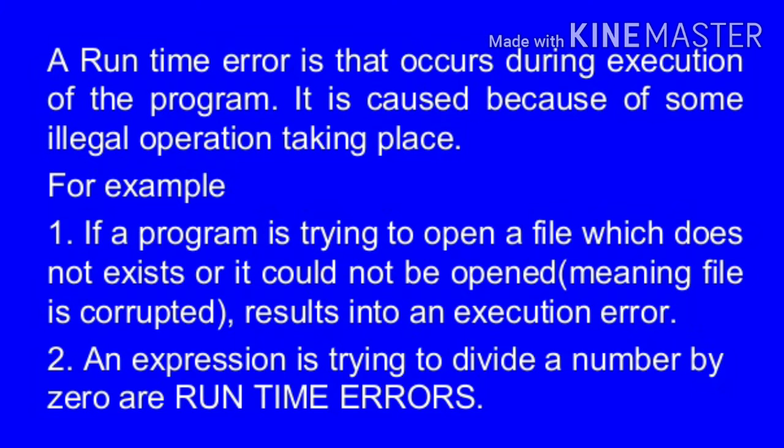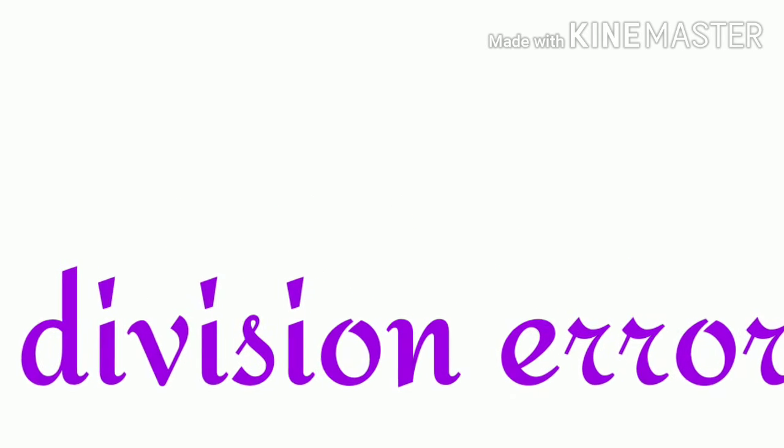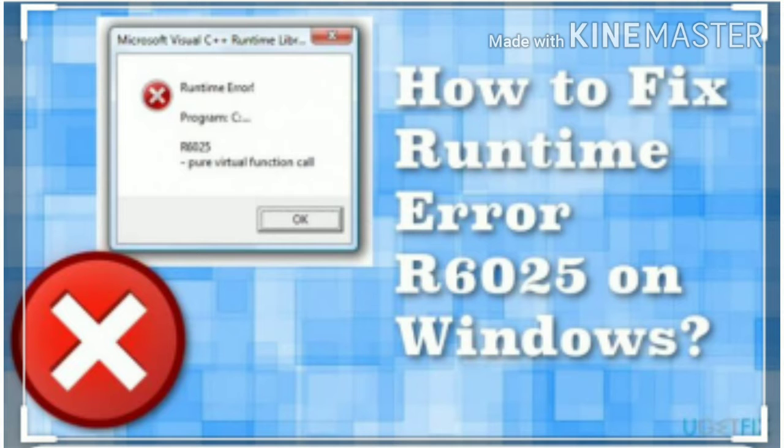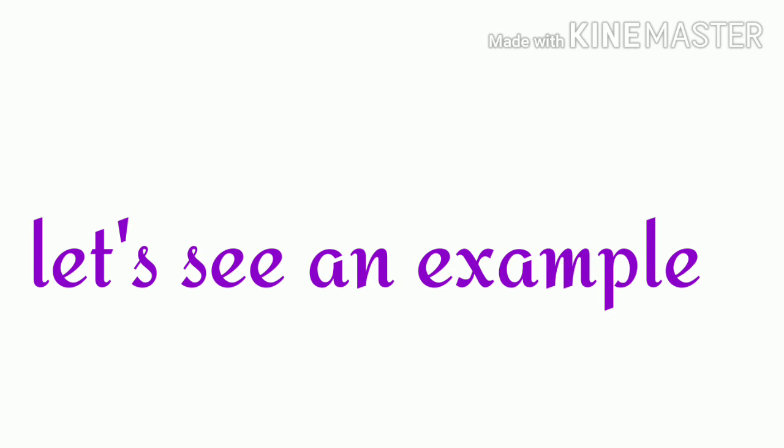Runtime errors are the errors which occur during program execution. These errors are encountered only after successful compilation. That's why they are called runtime errors. One of the most common runtime errors is division by zero, also known as a division error. These types of errors are hard to find as the compiler doesn't point to the line at which the error occurs. Let's see an example to illustrate a runtime error.